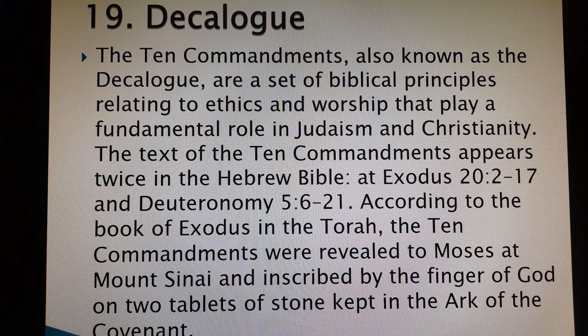Now we come to Decalogue. The Ten Commandments, also known as the Decalogue, are a set of biblical principles relating to ethics and worship that play a fundamental role in Judaism and Christianity. The text of the Ten Commandments appears twice in the Hebrew Bible, at Exodus 20 and Deuteronomy chapter 5. According to the book of Exodus in the Torah, the Ten Commandments were revealed to Moses at Mount Sinai and inscribed by the finger of God on two tablets of stone kept in the Ark of the Covenant.